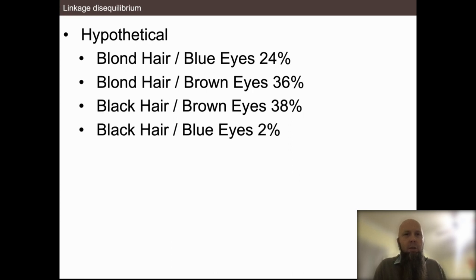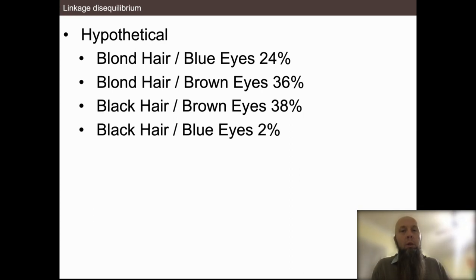Now this 4th combination of black hair with blue eyes is a phenotypic combination that occurs at a very low frequency. And why might that be? Well, think about it. Let's just pretend there's a single gene that determines your hair color, and there are multiple alleles, blonde and black in this case. And then there's a gene that controls your eye color, brown or blue. So we have 2 different alleles for hair color, 2 different alleles for eye color.